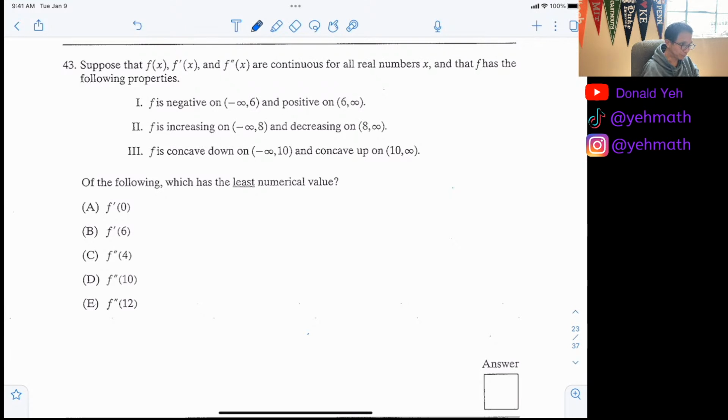Okay, so some people choose the number line. I choose the graph. I'm going to do both. So I'm going to choose graph here. Let's say f was negative before 6, right? And above 6 is positive. So I'm going to draw a dotted line. Something like that.